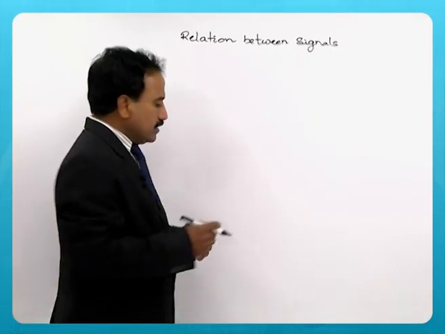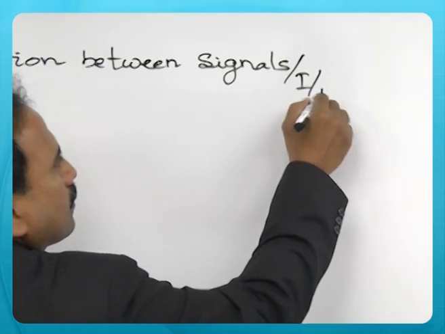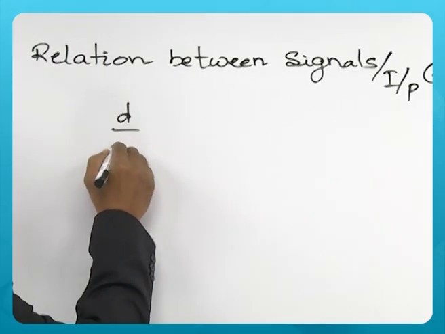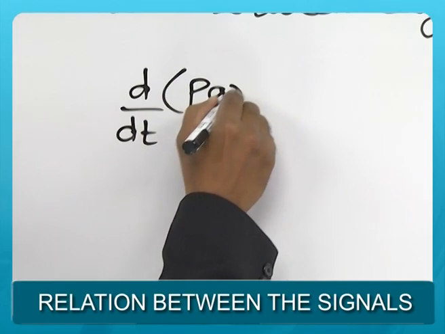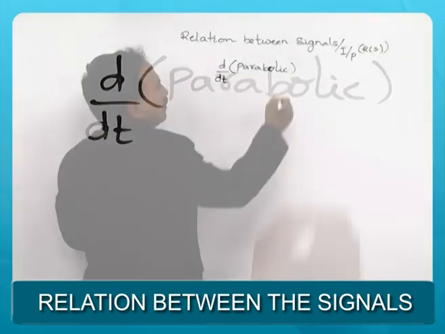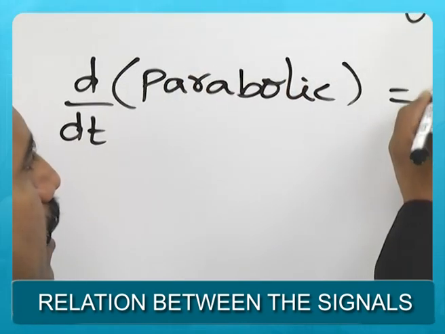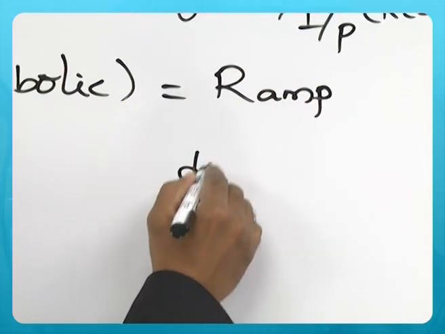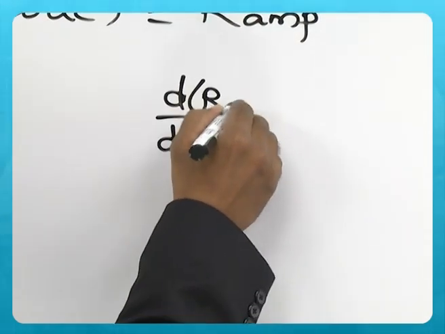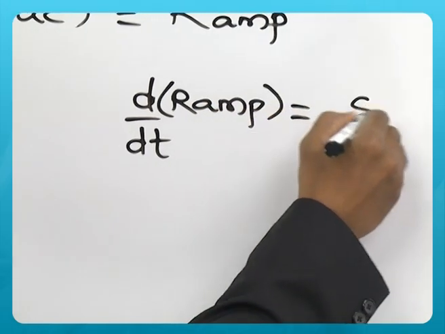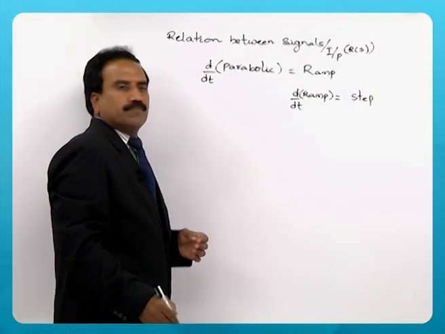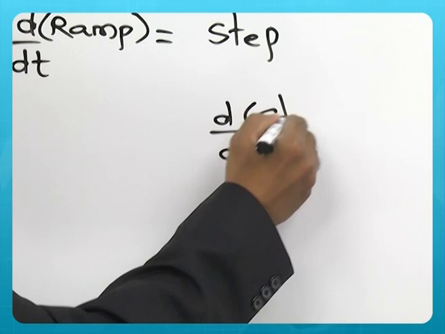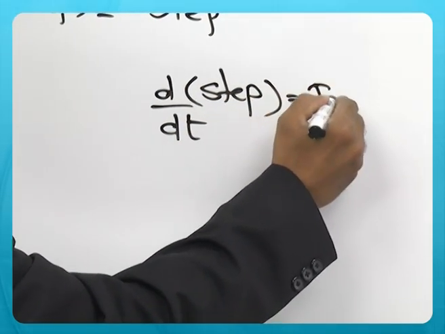Relation between signals or inputs: d by dt of a parabolic signal is a ramp signal, and d by dt of a ramp signal is a step signal, and d by dt of a step signal is an impulse signal.